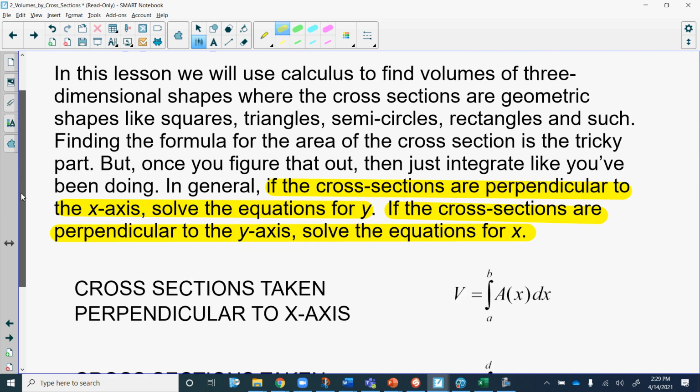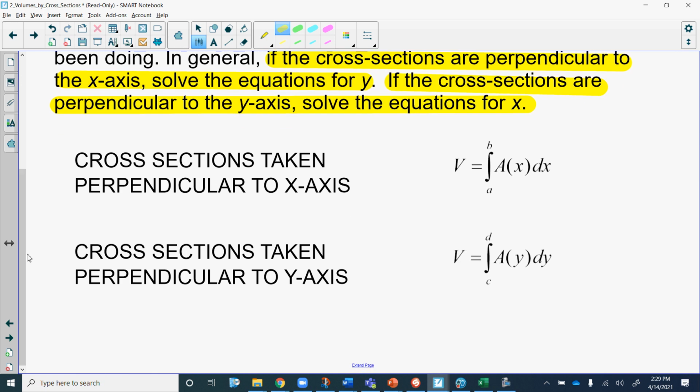Okay, and this is kind of what we would be looking at, where A of x or A of y may represent an expression that would be the area of your figure, whatever it happens to be.